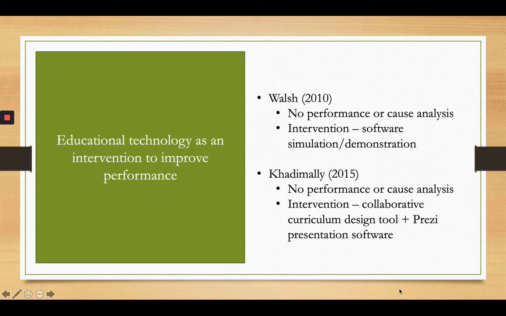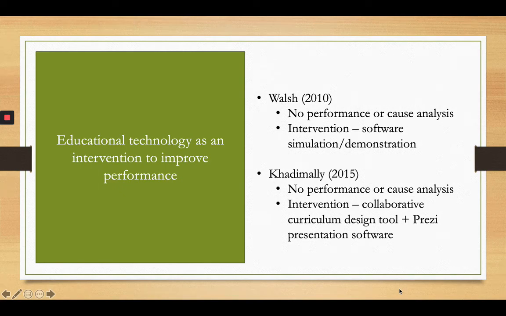In the recent literature on human performance technology, educational technology served two roles. First, educational technology was selected as an intervention in the HPT model to improve teacher and student performance. Again, in improving teachers' instructional practices, it was thought that students' academic performance would improve as well.